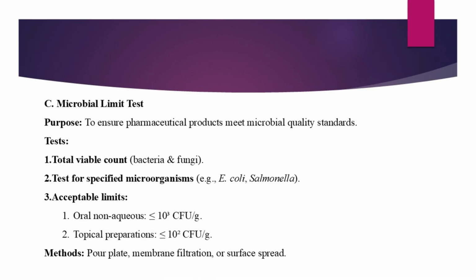C. Microbial limit test. Purpose: to ensure pharmaceutical products meet microbial quality standards. Tests: 1. Total viable count, bacteria and fungi. 2. Test for specified microorganisms, for example, E. coli and Salmonella. 3. Acceptable limits: oral non-aqueous, less than or equal to 10 to the power of 3 colony-forming units per gram. Topical preparations, less than or equal to 10 to the power of 2 colony-forming units per gram. Methods: pour plate, membrane filtration, or surface spread.